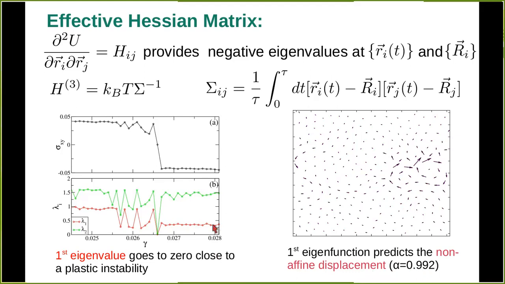So basically one can use the zero temperature Hessian method to study the plastic instabilities at finite temperature, but what you need is a new Hessian. So the zero temperature definition of Hessian doesn't work. You need a new definition. You need a new Hessian at finite temperature.